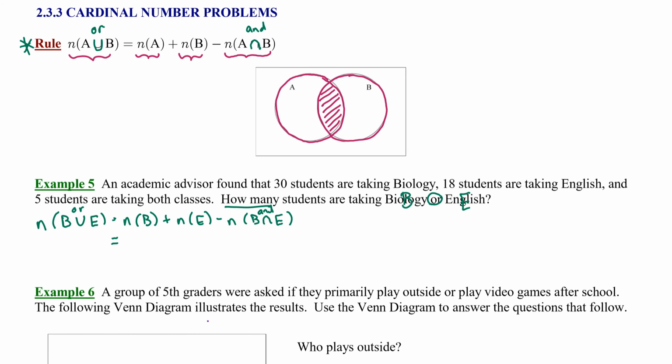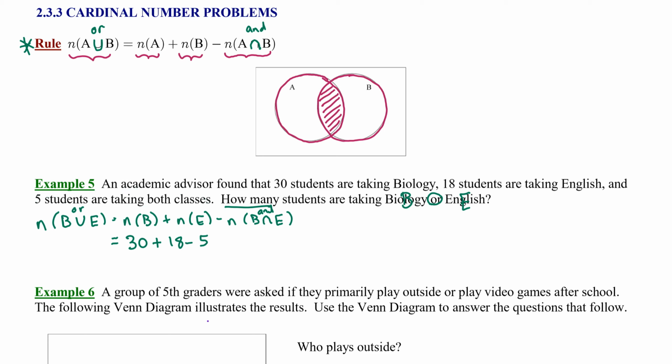So let's figure out these elements. We need to know how many students are taking biology. The cardinal number of B means how many students are taking biology. We can see right here from the problem, 30 students are taking biology. Next, we need to know how many students are taking English. And the problem told us 18 students are taking English. Now, remember, we counted some of the students taking biology, some of the students taking English, but there's some overlap there. The problem tells us 5 students are taking both classes. That means they're taking biology and English. So the number of students in the intersection then is 5.